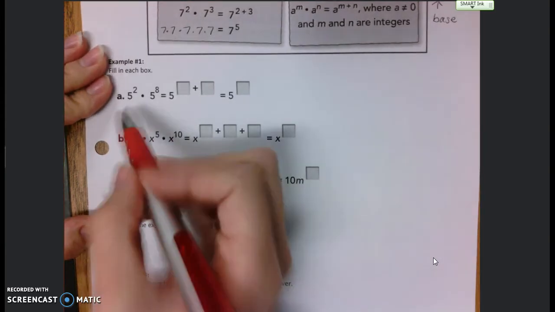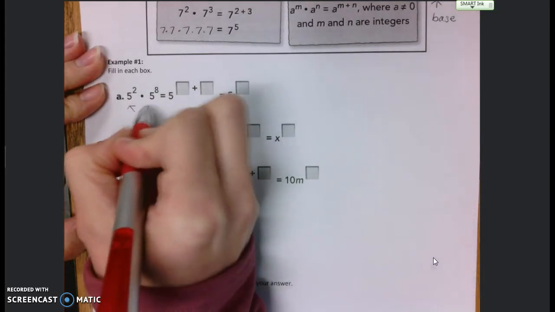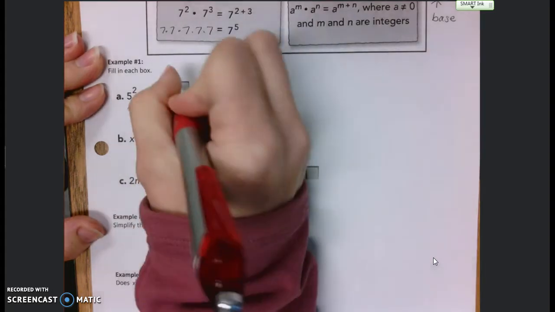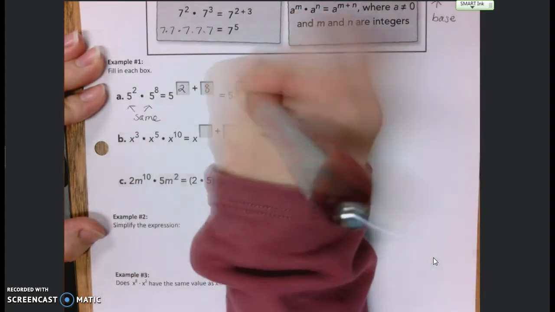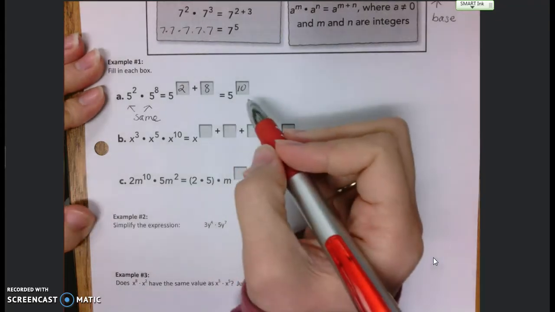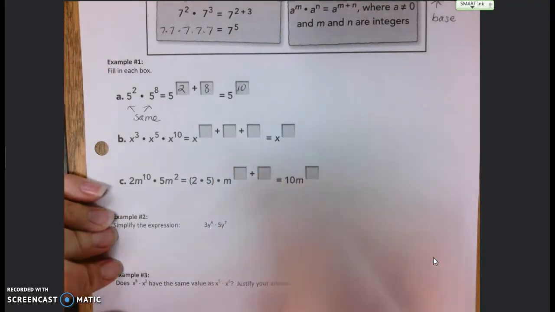So what they're showing you here is that since these are the same bases, since the 5 and the 5 are the same, then to simplify this, all we need to do is take the 2 and the 8 and add them together to get 5 to the 10th. You do not need to actually tell me what 5 to the 10th is, okay? That would be a very large number. All we need to worry about is that we're simplifying this.